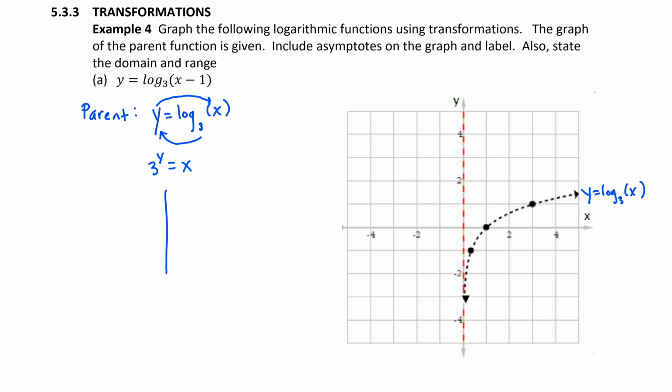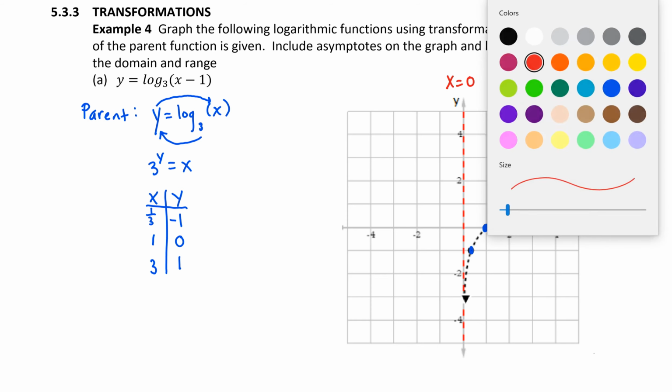Then, to get our 3 key points, instead of choosing x values, we choose y values. So our y values will be -1, 0, and 1. When we plug those in for y into the function, we end up with these 3 key points. So those are the 3 key points that you see graphed over here on our parent function. Remember, every logarithmic function has a vertical asymptote. This one has vertical asymptote x equals 0.